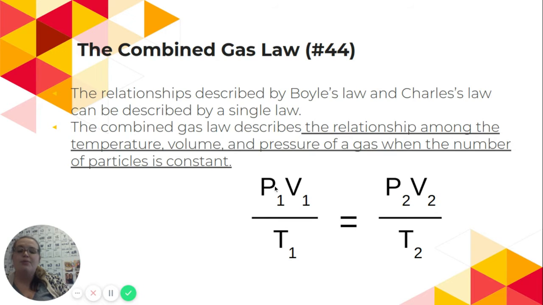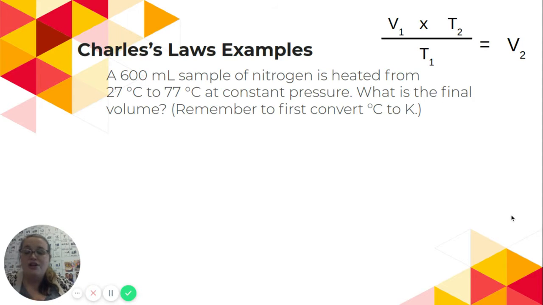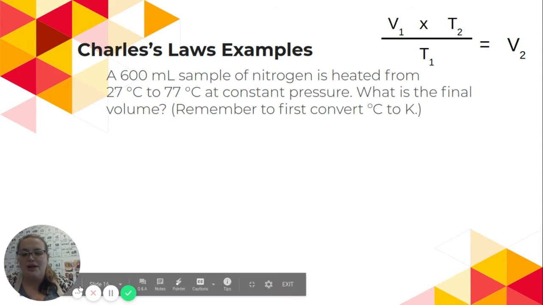So your formula is P1 times V1 over T1, your initial pressure, volume, and temperature, equals P2 times V2 divided by T2, so your final pressure, volume, and temperature. So now we're going to do some examples of this. I've already manipulated the formulas for you, so I'm going to go ahead and pull up that assignment.